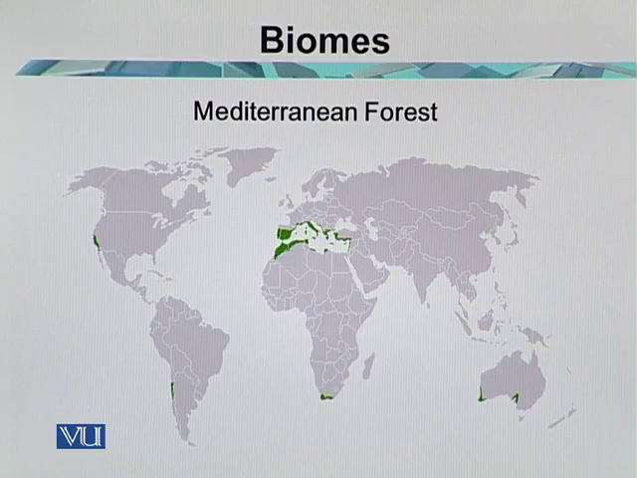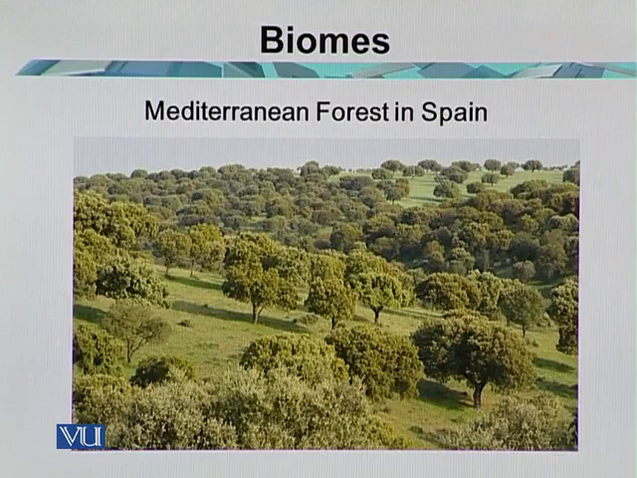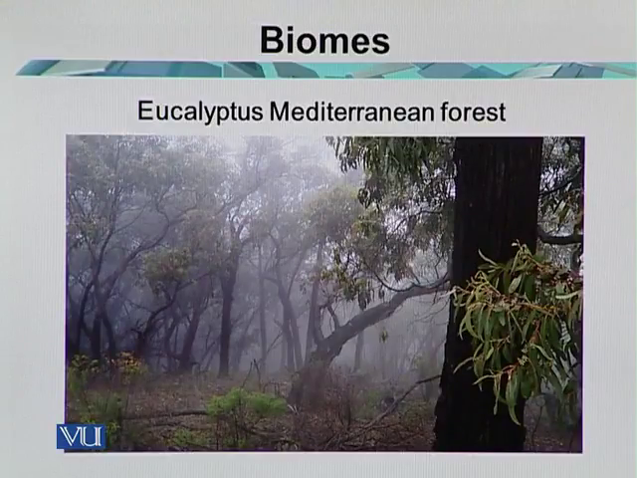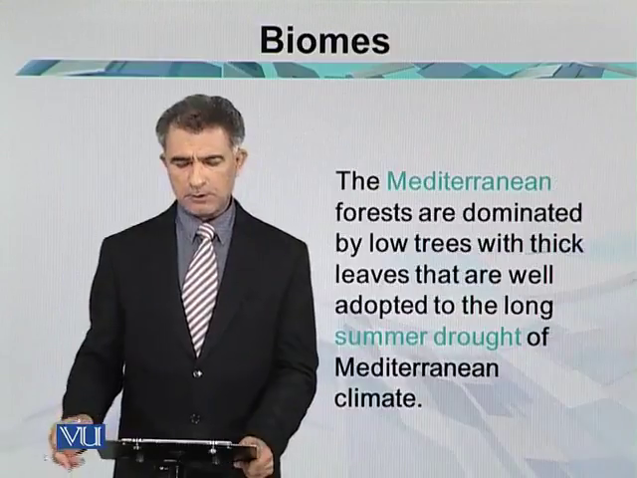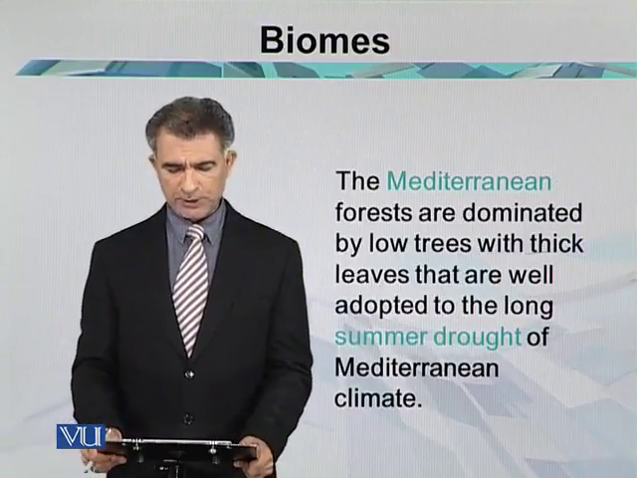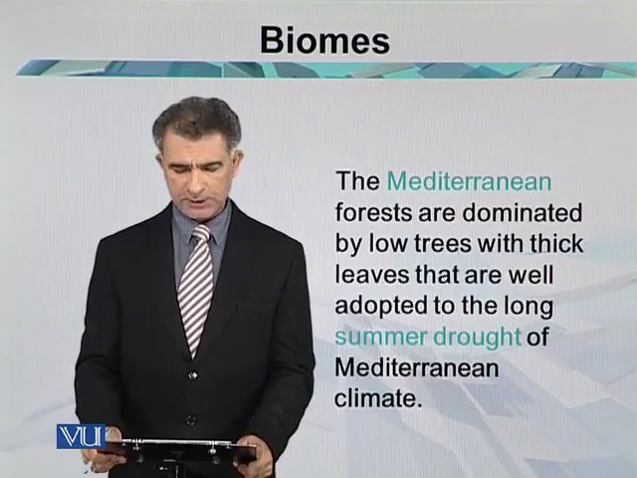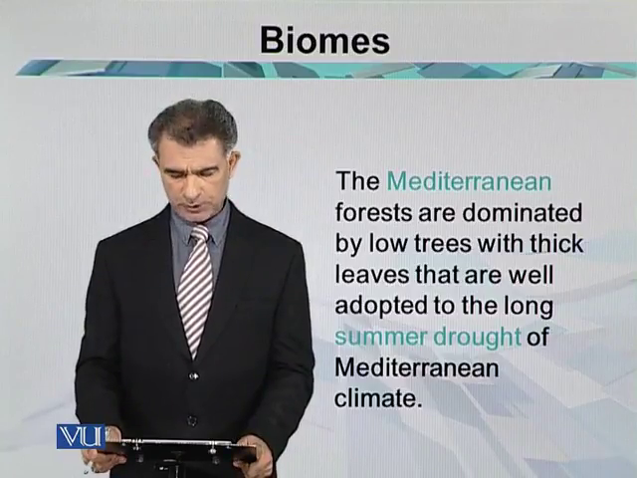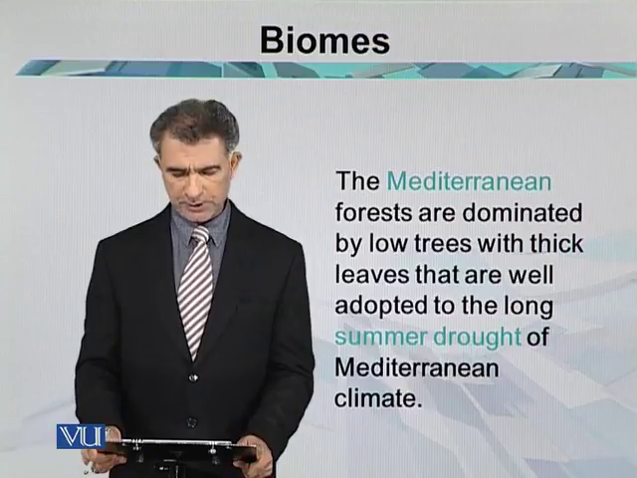In the California coastal ranges, the type of forest called woodland is typically dominated by live oak and white oak trees. The trees are very small, and this is one example of the Mediterranean forest, which is in Spain. Eucalyptus is one of the tree types of the Mediterranean forest. So the Mediterranean forests are dominated by low trees with thick leaves that are well adapted to the long summer droughts of the Mediterranean climate.